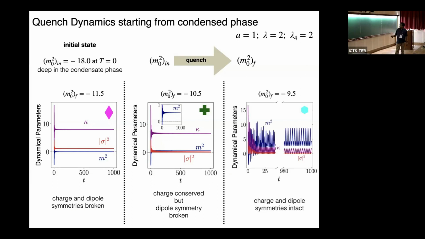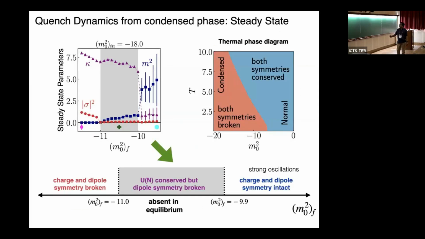And if you go even farther to minus 9.5, what you see is that again, sigma square has gone to 0. Now m square is large, but highly oscillatory. Kappa is very low, and at least the bottom of kappa touches 0, but it seems to be oscillating around this value. And so you get into these three different regimes based on where you are going in the final steady state.